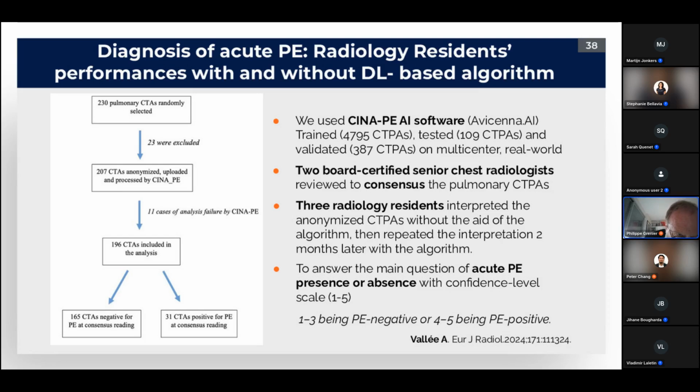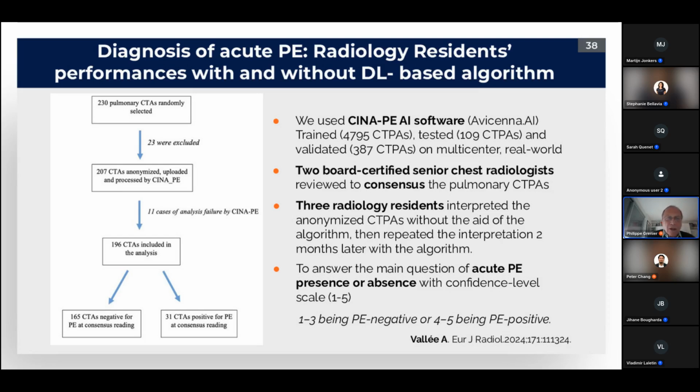Analysis failure by SINA-PE was observed in 11 cases, so finally only 196 CTPA were included in the analysis. 2 board-certified senior chest radiologists reviewed the pulmonary CTPAs to consensus. And 165 CTPAs were negative for PE and 31 CTPAs were positive for PE.